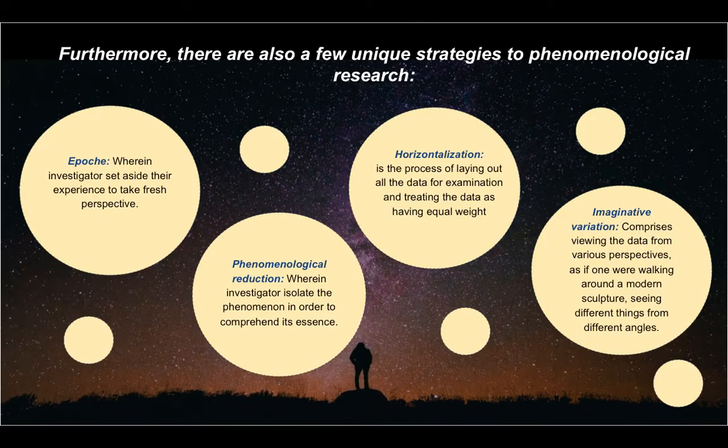There are some strategies for phenomenological research. In our investigation, we found four of them. The first one is called epoche. The researcher considers a different point of view, leaving aside his own experiences. The second one is called phenomenological reduction. The researcher leaves the phenomenon and tries to understand its reality. The third one is called horizontalization. It's the process where the collected information is analyzed. And the last one is called imaginative variation. After the examination of the collected data, the researcher comprehends different perspectives or points of view.